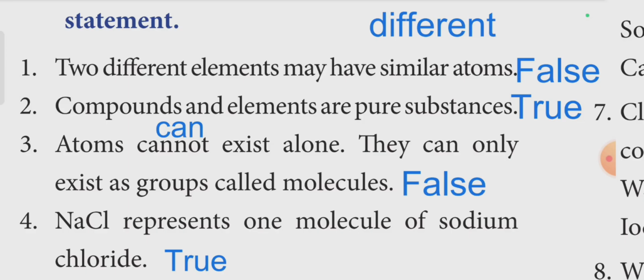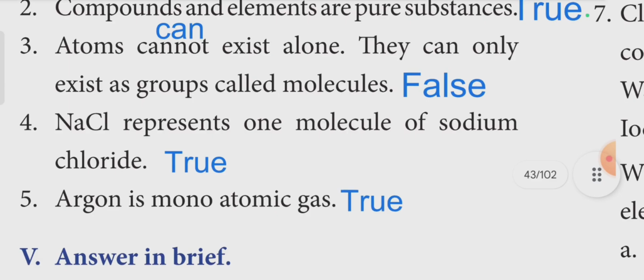True. Atoms cannot exist alone. They can only exist as groups called molecules. False. The correct statement: atoms can exist alone. NaCl represents one molecule of sodium chloride. True. Argon is a monoatomic gas. True.